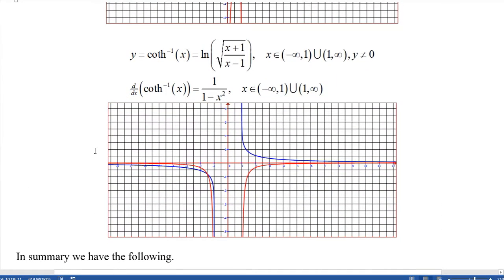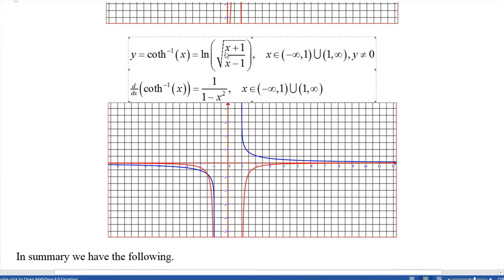Finally, one more. We have y equals the inverse hyperbolic cotangent of x. It can be rewritten as the natural log of the square root of x plus 1 over x minus 1. If you look at the graph here, it's defined only to the left of negative 1 and to the right of positive 1. Clearly it's undefined at 1 and negative 1. If you got 1 here, you're dividing by 0.